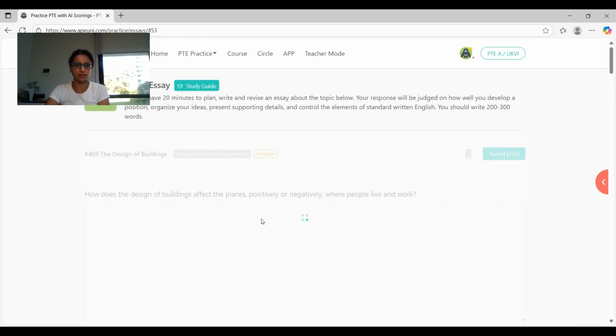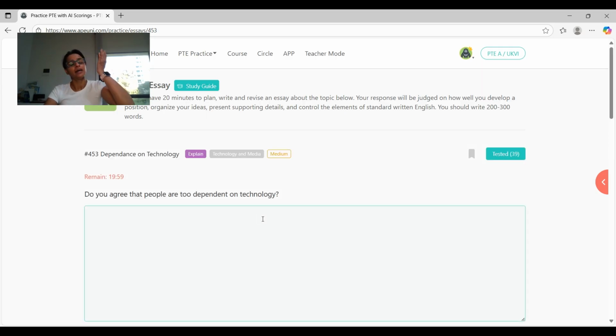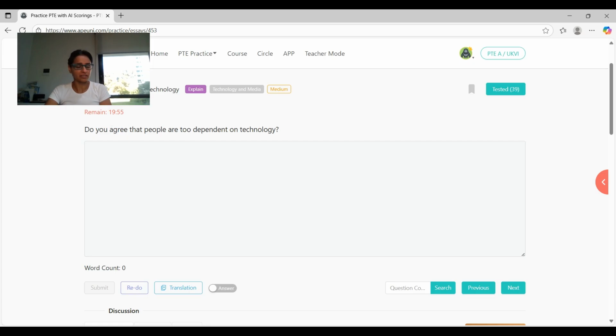Okay, dependence on technology. As you can see here, there is a timer. The topic is dependence on technology. That's not what you're going to get on the test day. On the test day, you're going to get 1 to 2 sentences with a statement and 1 sentence for a question. As you can see here, the statement and the question are bundled into one. Do you agree that people are too dependent on technology? It is a yes or no question.